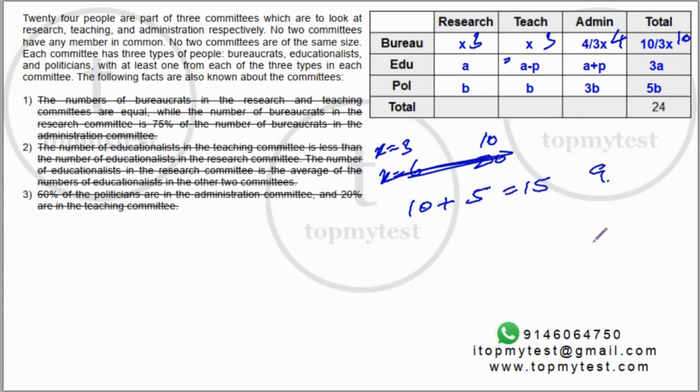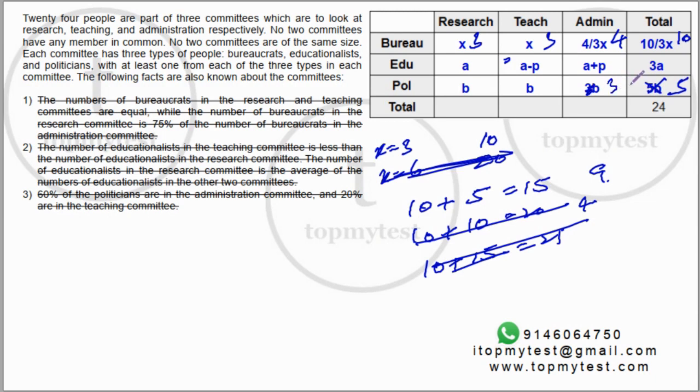9 is a multiple of 3. That's possible. If I put 10 plus 10, that's 20. Balance will be 4. 4 is not a multiple of 3. That's out. If I put 10 plus 15, that is 25, which is more than the total. This is also out, which means this total should be 5.